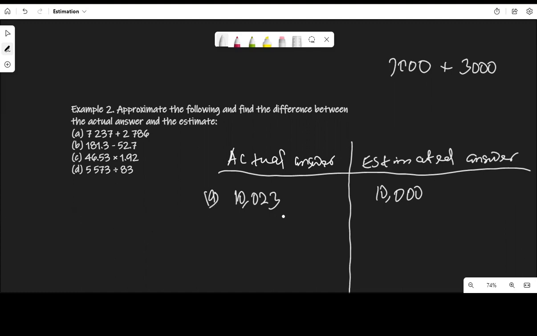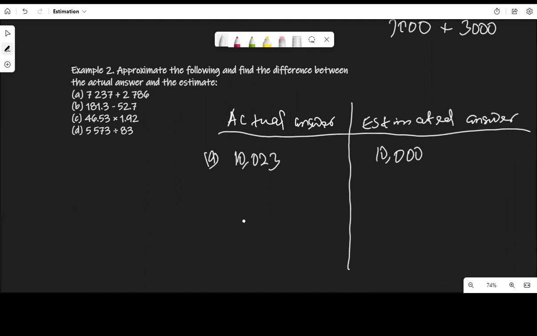And let's move on to question B. Again, I'll use a calculator to get the actual answer. That is 181.3 minus 52.7, which is 128.6. That is the actual answer.